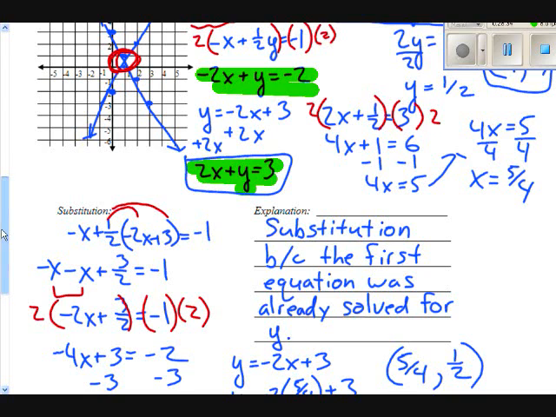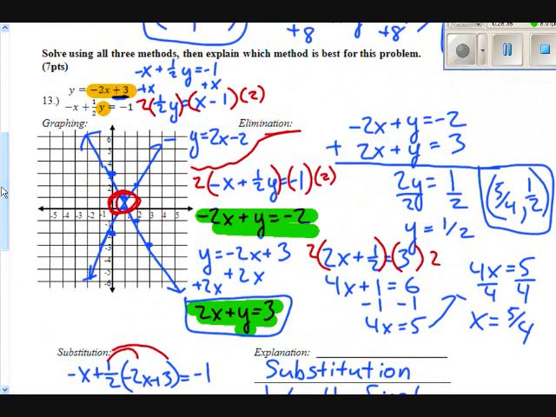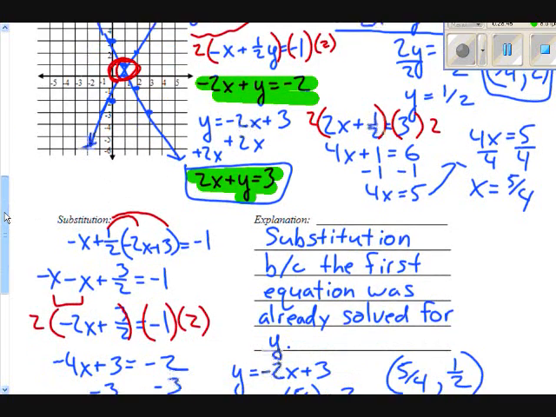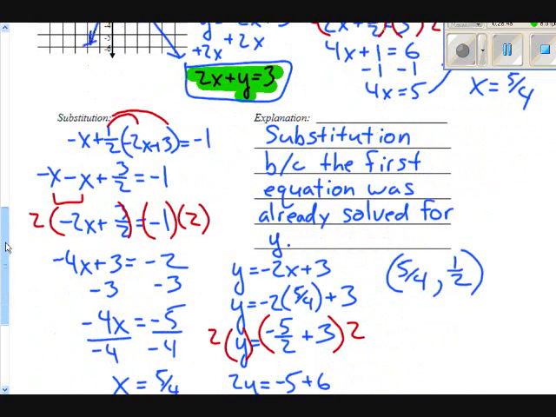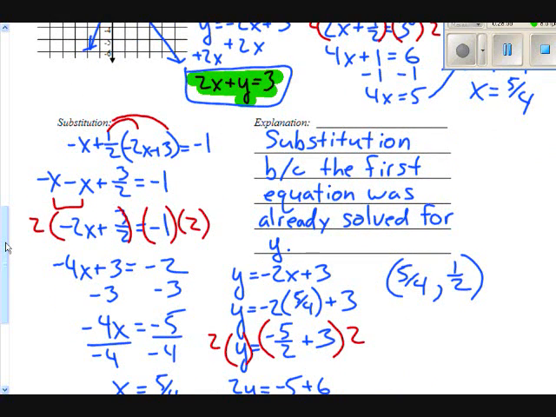All right? If you want to say elimination, elimination was pretty good too. When we changed it into that standard form, we already had a negative 2x and a positive 2x. Okay? So things lined up pretty well. So you can make an argument for substitution. But as long as you don't pick graphing and you back up why you think it's the best, you should be okay.